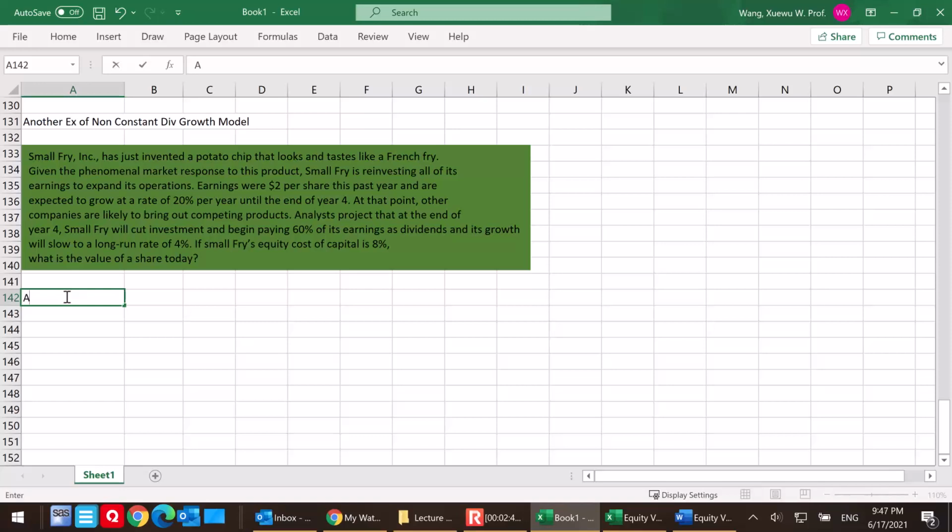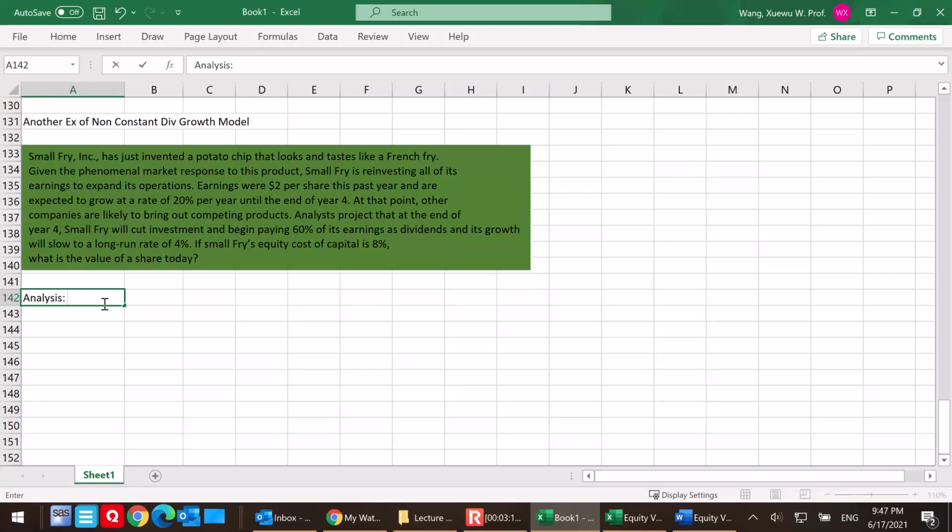If this company's equity cost of capital is 8%, what is the value of the share today? So what's the analysis? We're talking about a company that's going through phenomenal growth in the first couple of years, and then the growth rate slows down, because of competition from other similar products. Once the company slows down, it is going to pay the shareholders dividends. So we're looking at future dividends, and we're trying to value the stock.